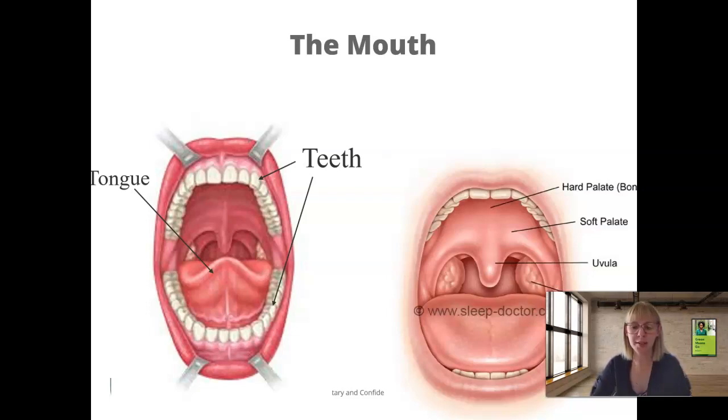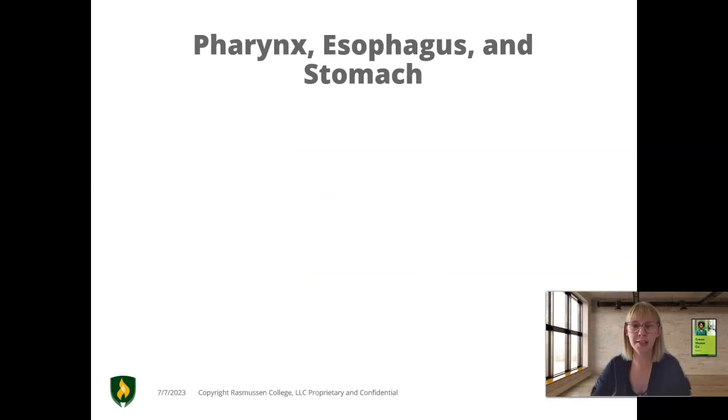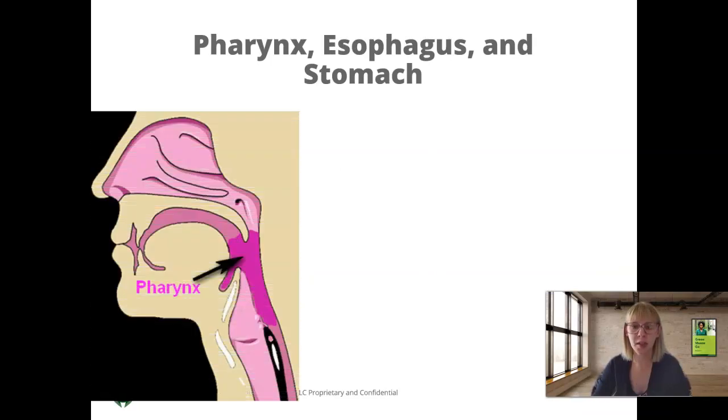The hard and soft palates are 2 structures forming the roof of the mouth. The hard palate is the anterior or front portion, and the soft palate is the posterior or back portion. So now that we have started this discussion on digestion, we need to move past the mouth, and that's going to lead us into the pharynx, esophagus, and stomach.